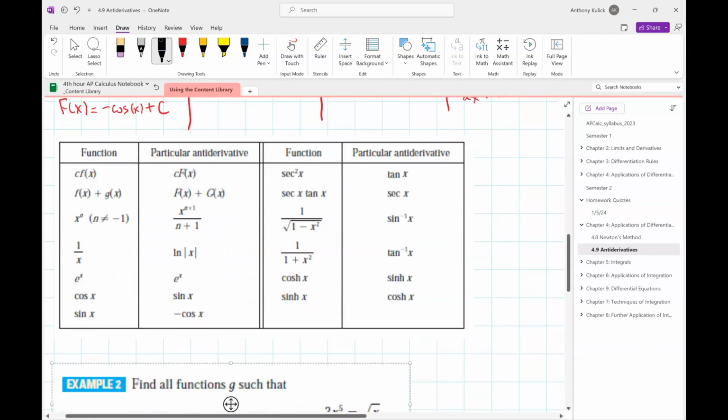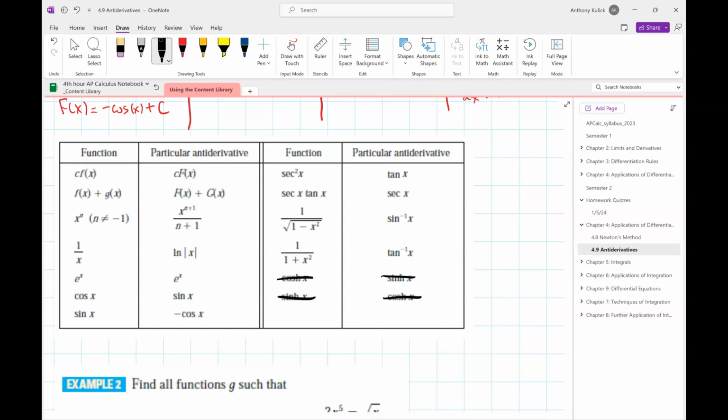Here's a table where we've just kind of collected some of our derivative rules and rewritten them as antiderivative rules. So like the antiderivative of 1 over x is natural log x, the antiderivative of e to the x is e to the x, et cetera, et cetera.